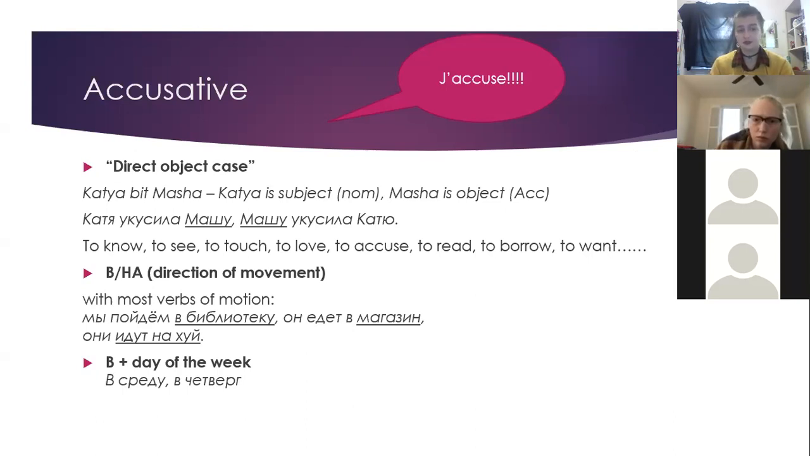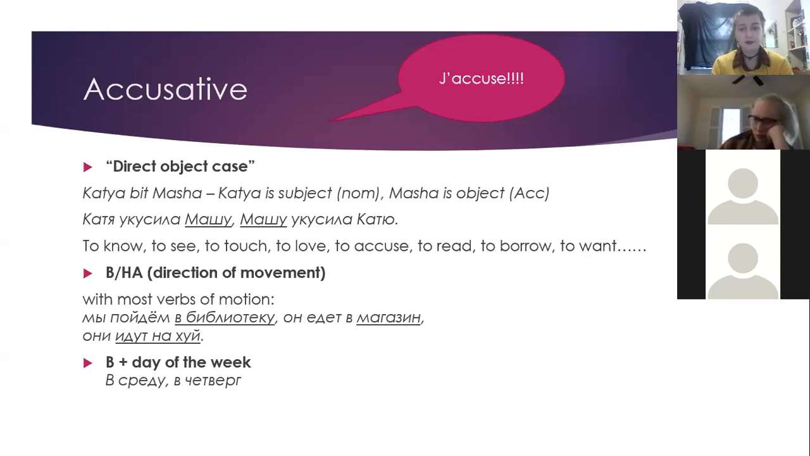All these verbs whose action can act upon someone are transitive verbs. I know, I see, I touch, I love, I hate, I accuse, I read, I borrow, I want, I despise, I hear. All of these are going to take accusative. Yet another very popular case. Direct object is its main, biggest, most important purpose.